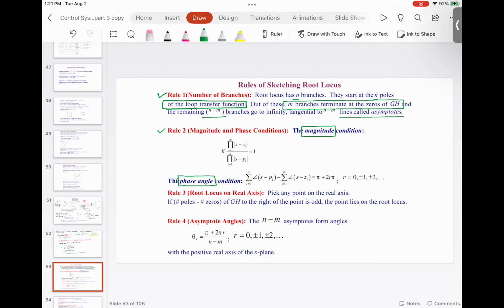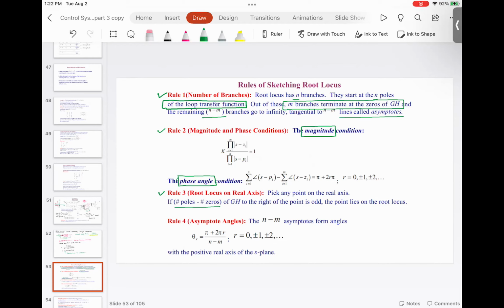Then the third rule is related to the real axis. If you look at any point on the real axis, and the number of poles minus the number of zeros of GH on the right-hand side of the point is odd, the point lies on the root locus. This rule may seem complex, but trust me, once you work out root loci for many systems, it will come naturally.